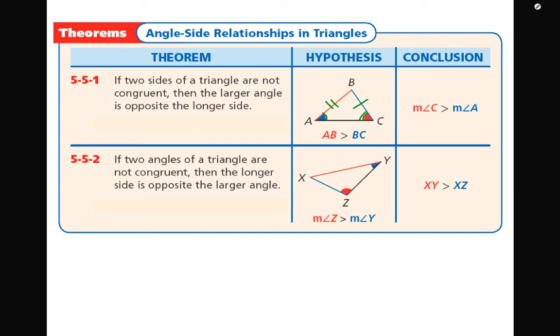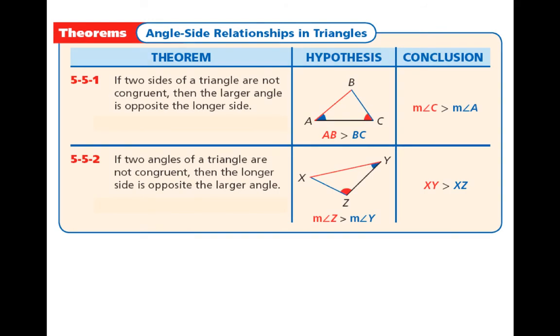So the original theorem starts with the side lengths being known. The converse starts with the angles being known. If two angles of a triangle are not congruent, then the longer side is opposite the larger angle. So according to what it says in the hypothesis, angle Z is bigger than angle Y. So in the conclusion, XY, which is the segment across from angle Z, that side is going to be longer than the side across from angle Y, which was XZ. So again, the idea that the longer side is opposite of the larger angle. Pause if you didn't get your notes and examples done.